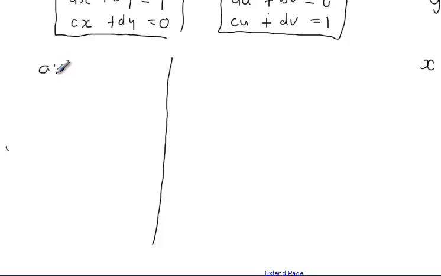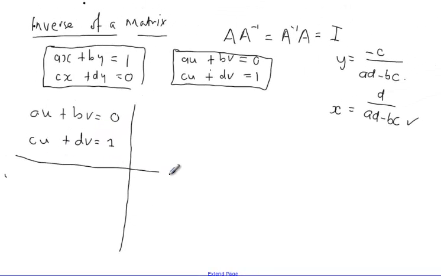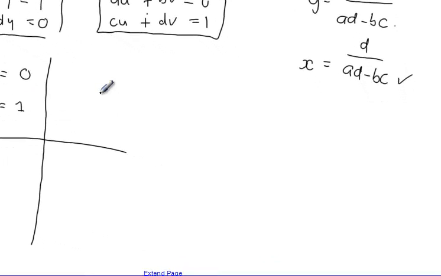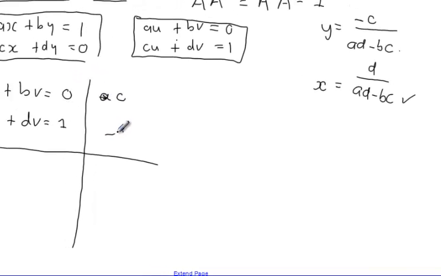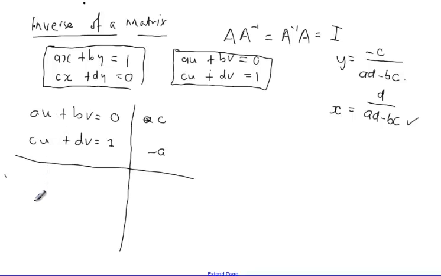Then I've got AU plus BV equals what? 0. Then I get here CU plus DV equals 1. I want to eliminate U. I'll multiply here by A and here by C, by minus A there. Then I'm going to get a 0 here. Then when I come to this one, what am I going to get?